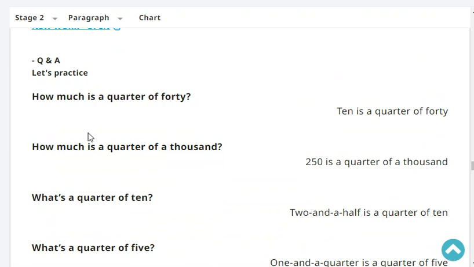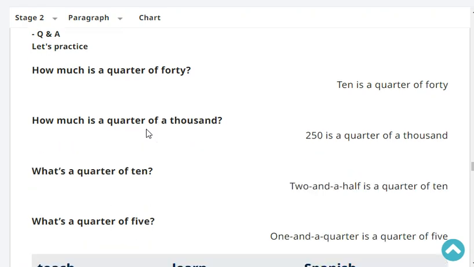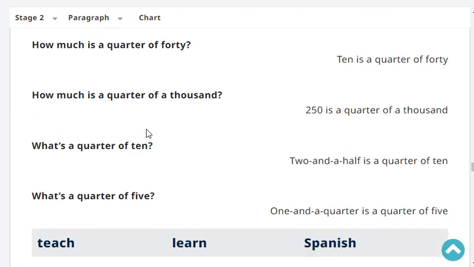How much is a quarter of 40? 10 is a quarter of 40. Very good. How much is a quarter of 1,000? 250 is a quarter of 1,000. Very good.